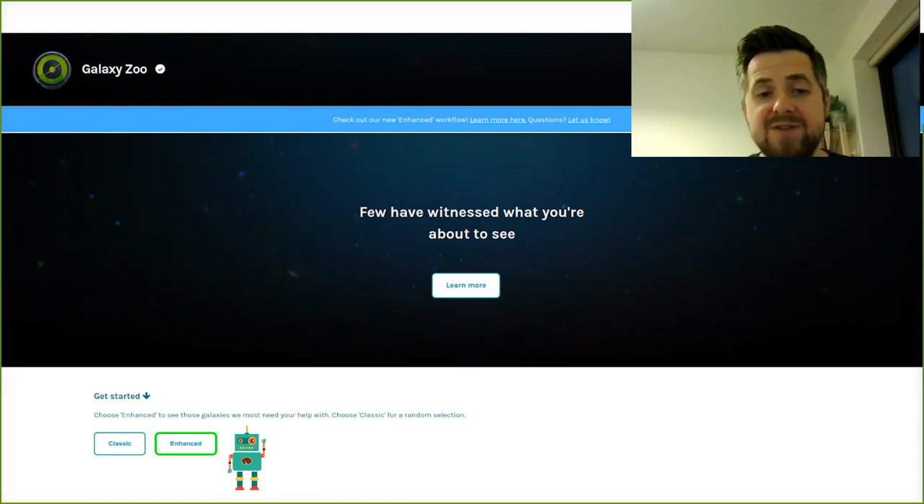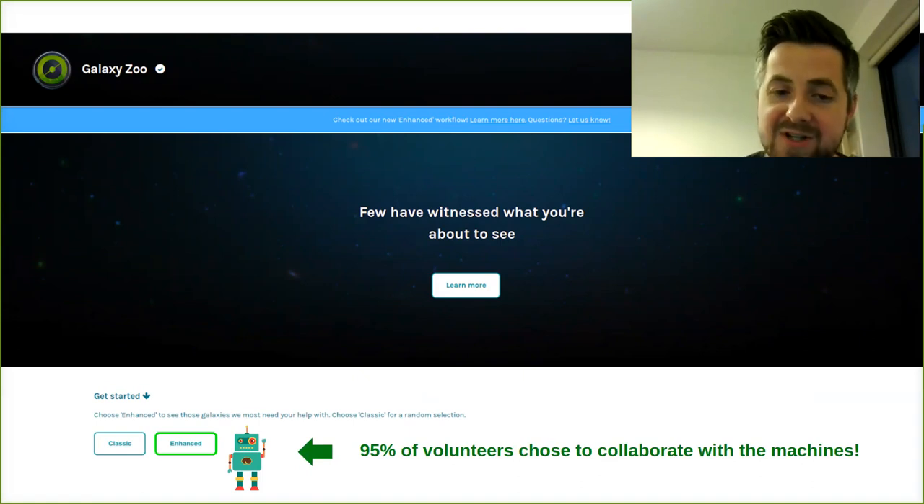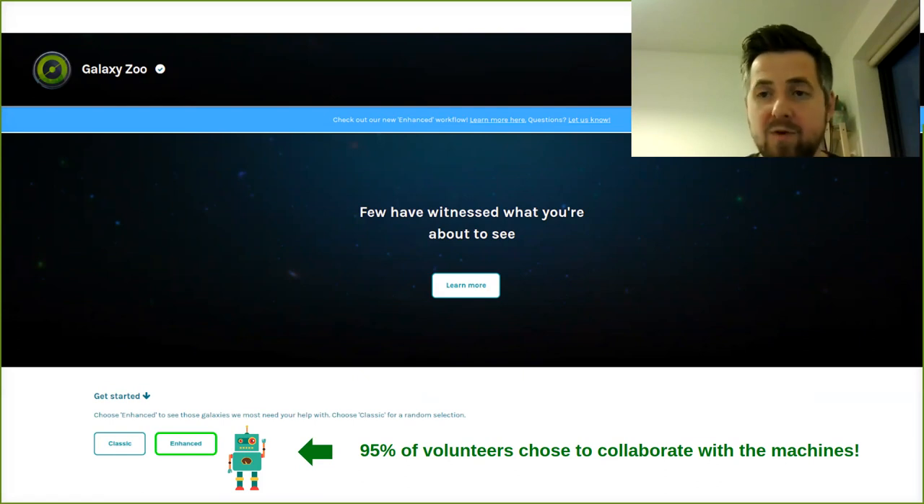One of the really positive results we've seen studying this since we launched this enhanced workflow is that, given the choice, 95% of our volunteers have actually chosen to collaborate with machines and take part in this enhanced workflow. We're very transparent about how the workflow works and how that relationship between the machines and volunteers works. We believe at the Zooniverse that in citizen science especially, you have to be as transparent as possible with the volunteers. They are your collaborators after all. You shouldn't be hiding machine learning behind anything. You should be telling them up front what's happening, why you're doing it, and why it's beneficial for the science.